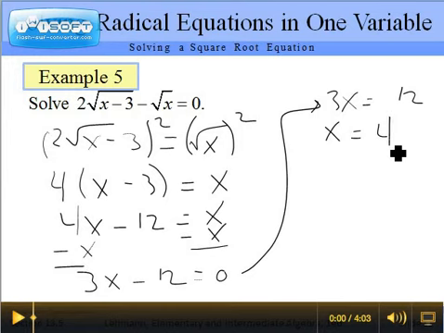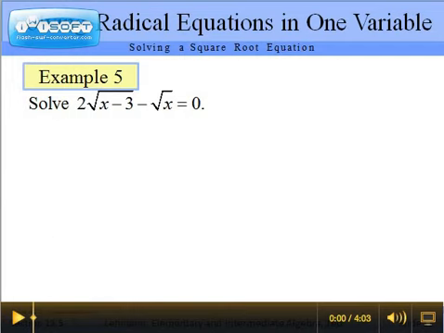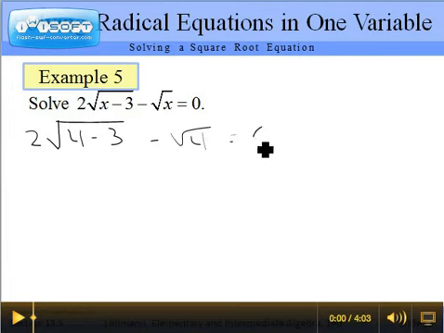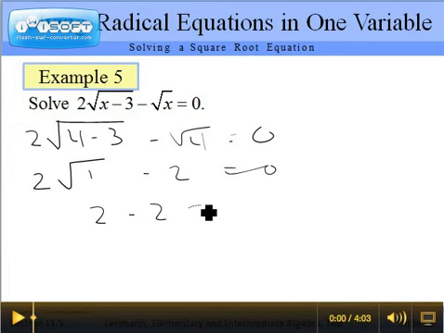So then I need to check x equaling 4 to see if it's a solution. So I have 2 times the square root of 4 minus 3 minus the square root of 4 equaling 0. So I have 2 times the square root of 1 minus 2 equaling 0. So this is 2 minus 2 equaling 0, or 0 equaling 0, which checks.